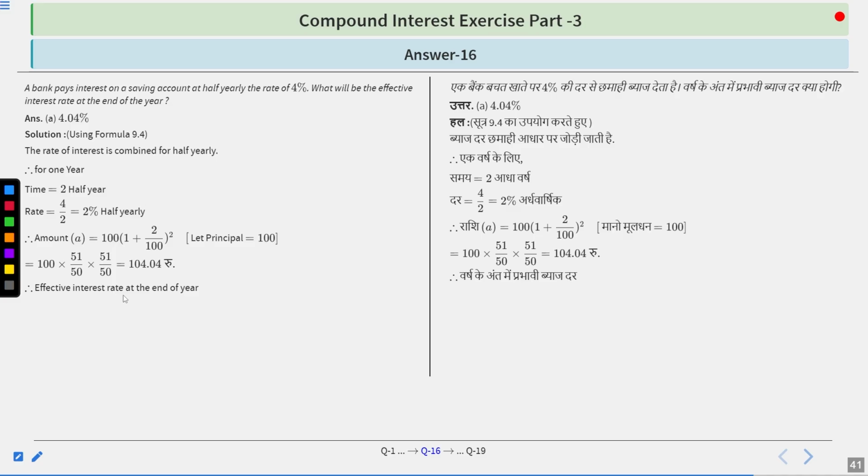Therefore, effective interest rate at the end of the year is 104.04 minus 100, that is 4.04%. Option A is the correct answer.